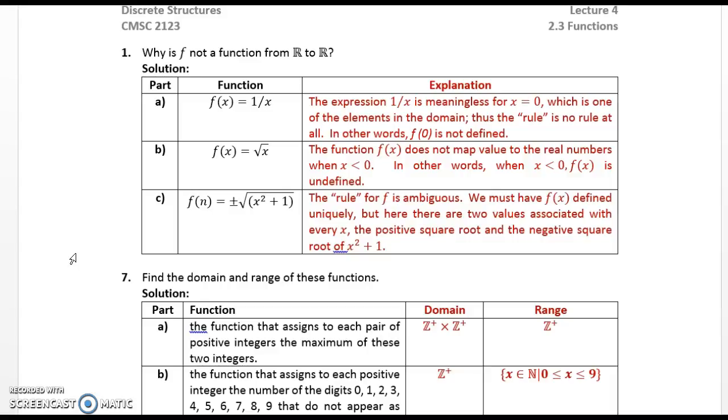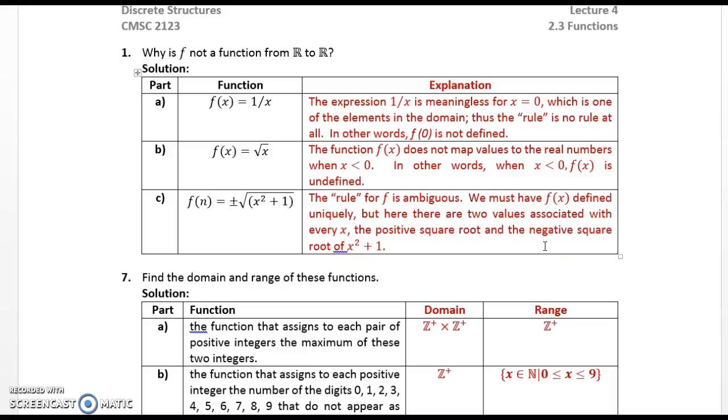f of x equals the square root of x. The function f of x does not map values to real numbers when x is less than 0. In other words, when x is less than 0, f of x is undefined.